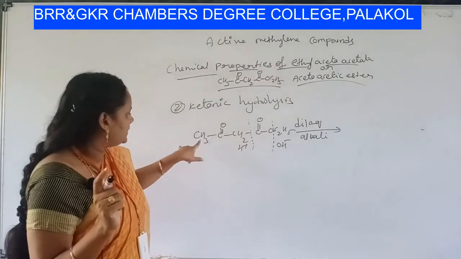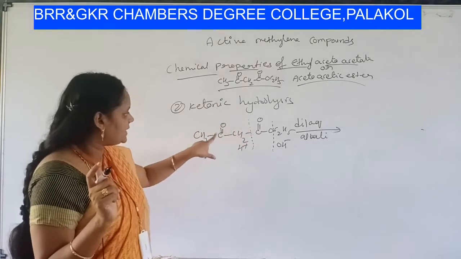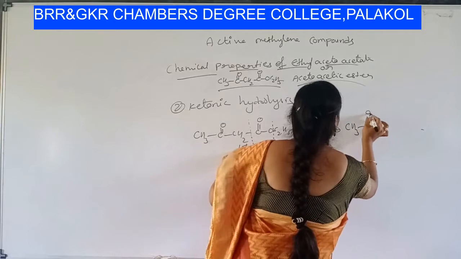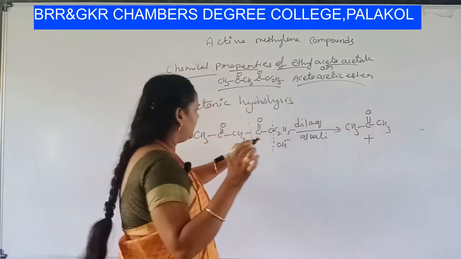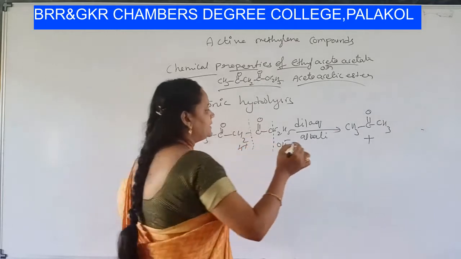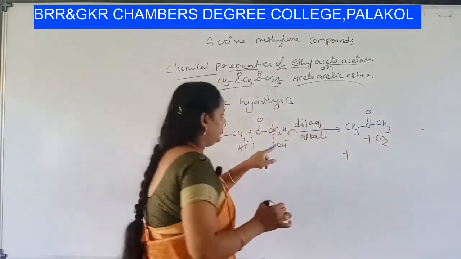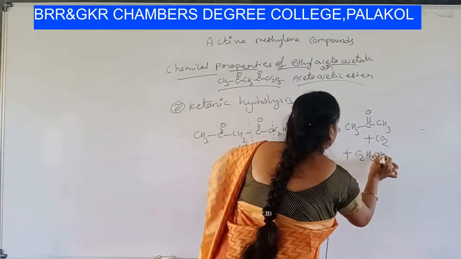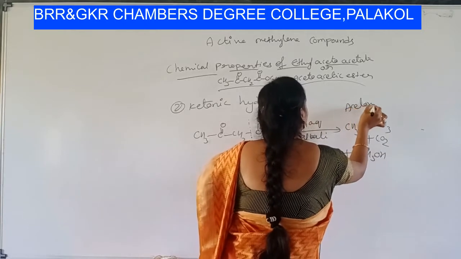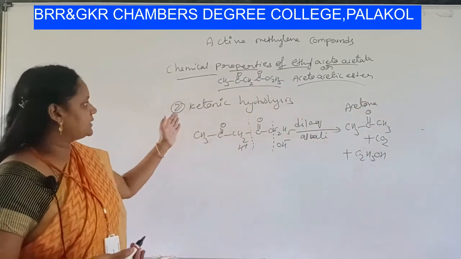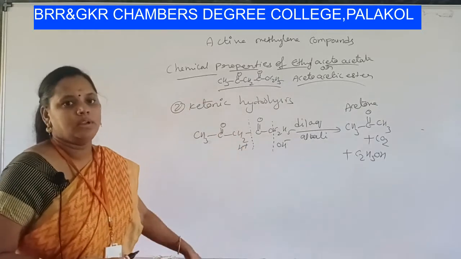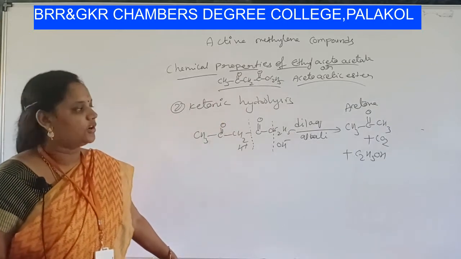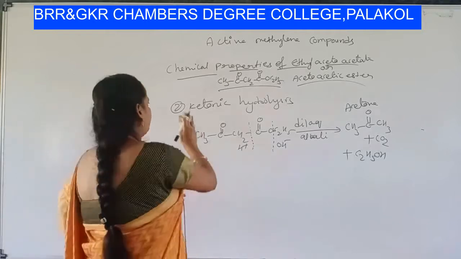So you will get, complete it, students, CH3 C double bond O, CH3. Let me write first the product, CH3 C double bond O, CH3 plus here COO means CO2, carbon dioxide, plus here C2H5 and OH. So you are getting C2H5OH. Here we got acetone, which is a ketone, hence the name of this compound is ketonic hydrolysis. Okay, students, let us move into the next property.